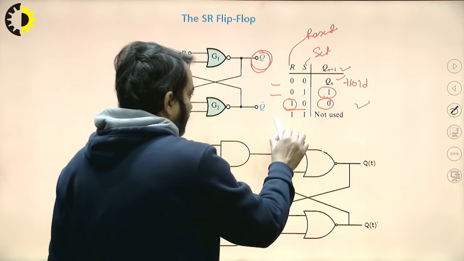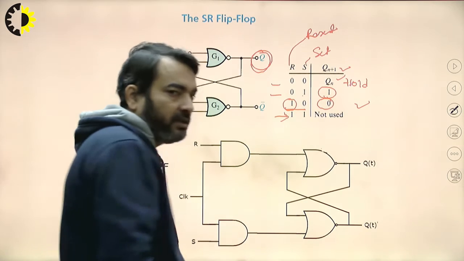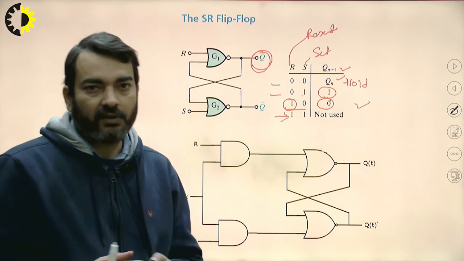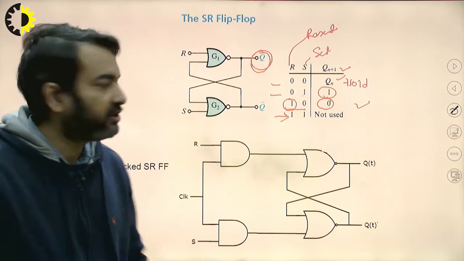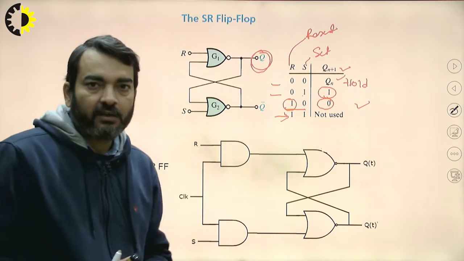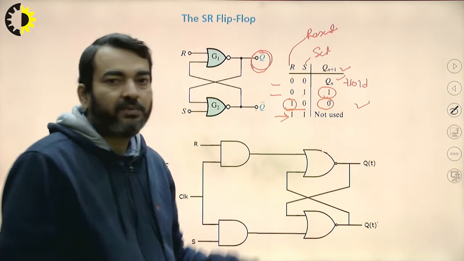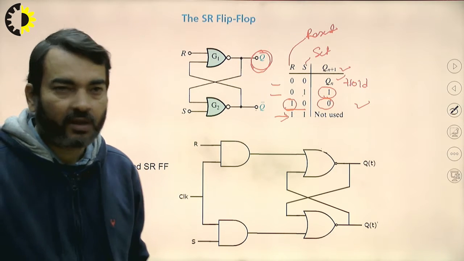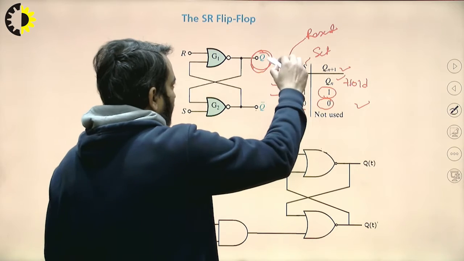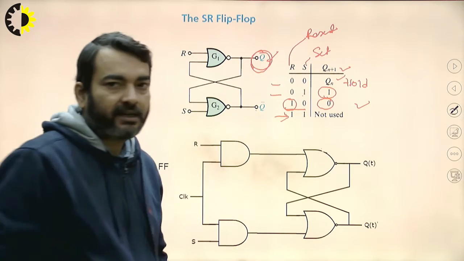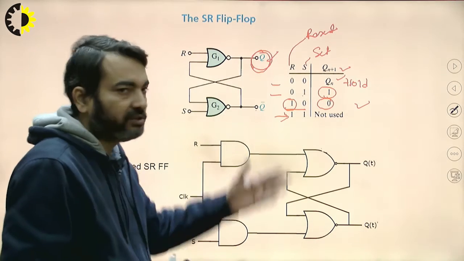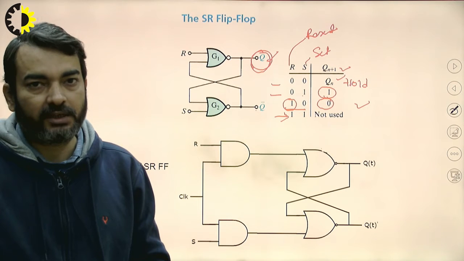And this last combination is not used. So in case of SR flip-flop, this is basically an SR latch. So we will have to ensure that these two outputs will be complementary. So whatever value we get at this point, let's say logic 0, we should get logic 1 at the second output, that is Q bar.